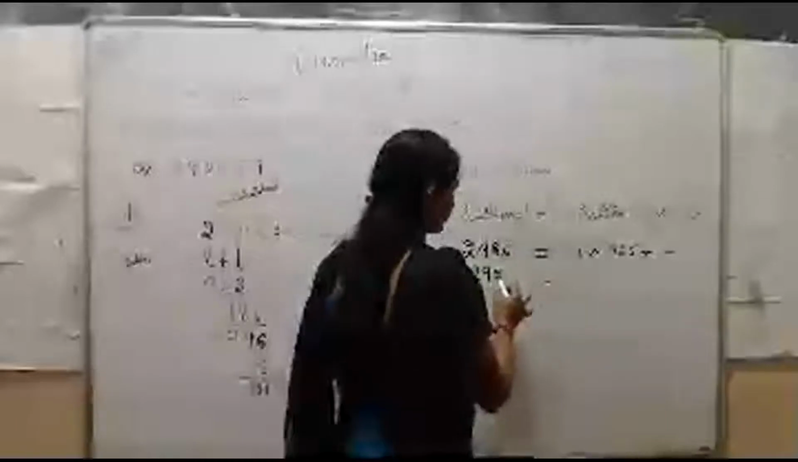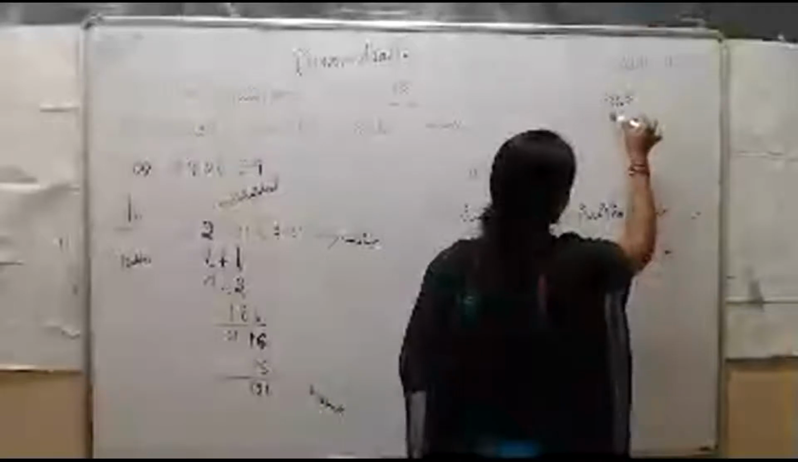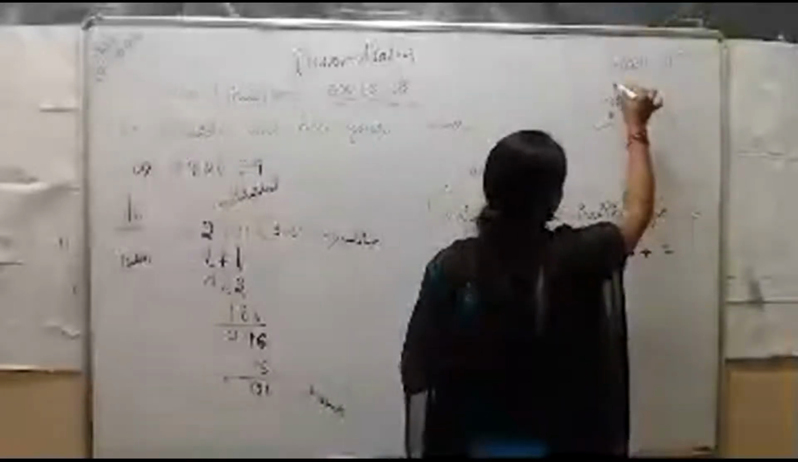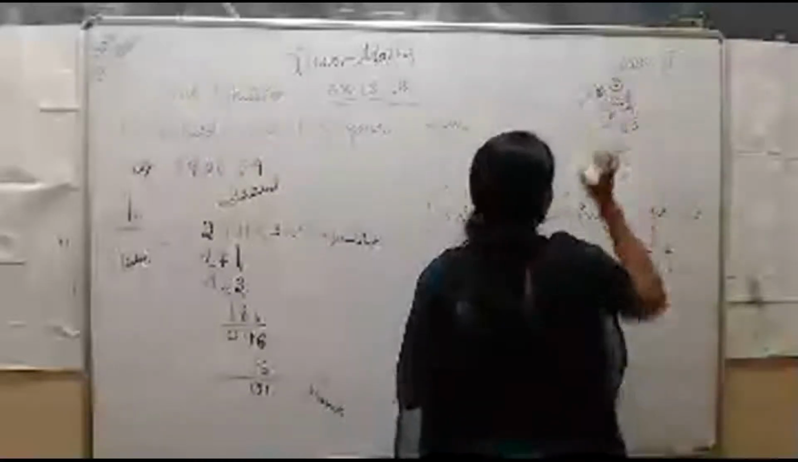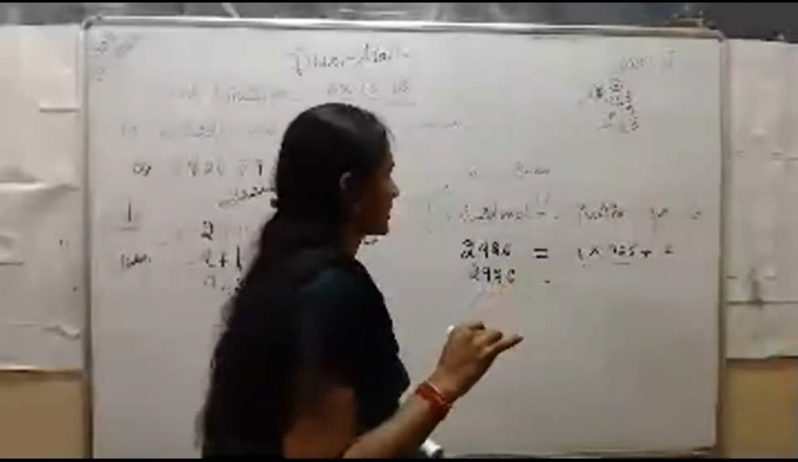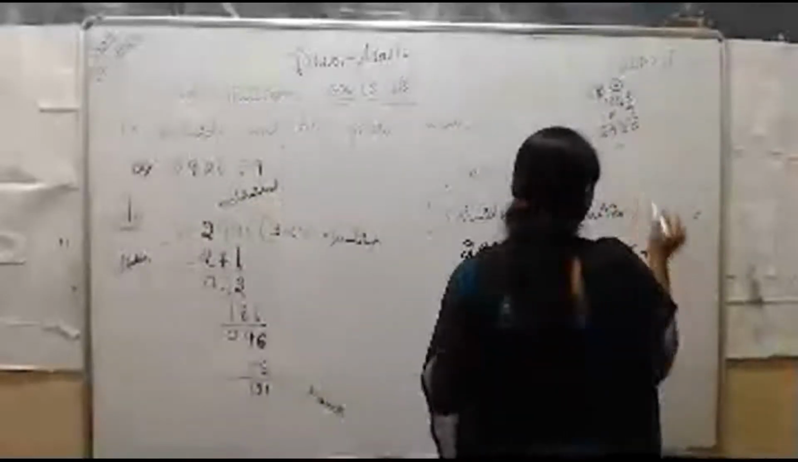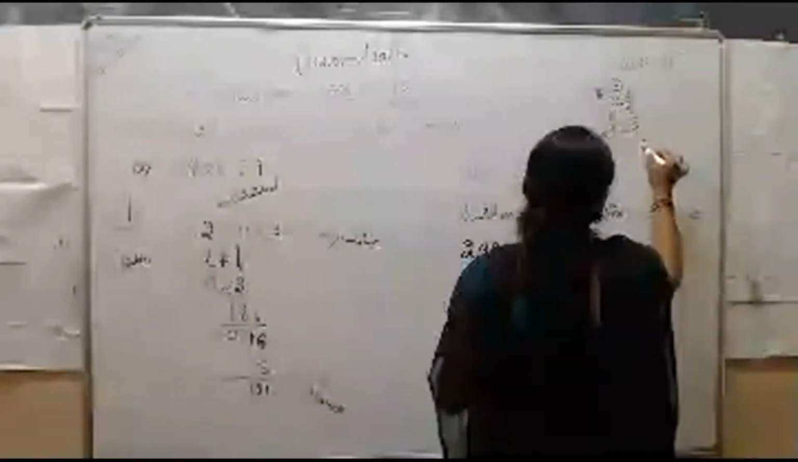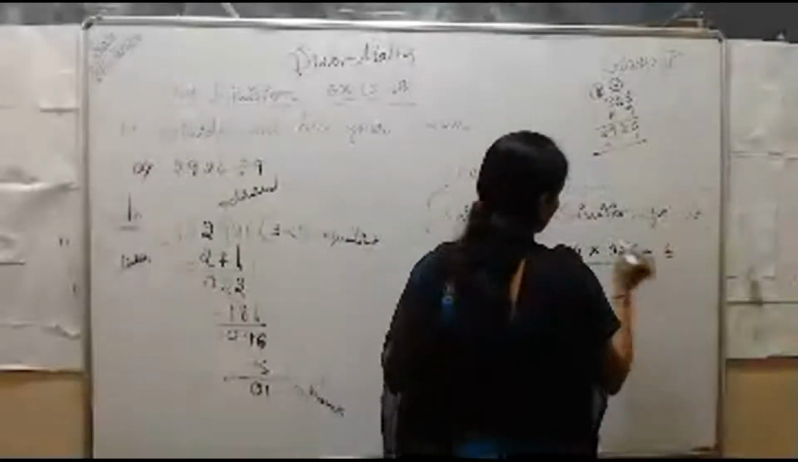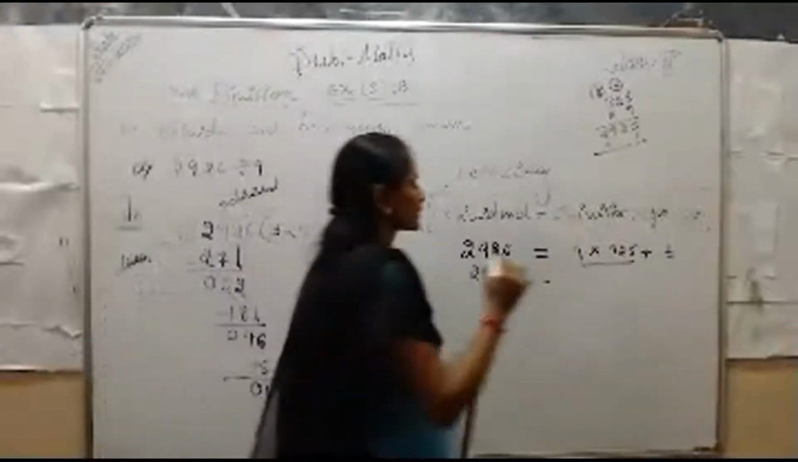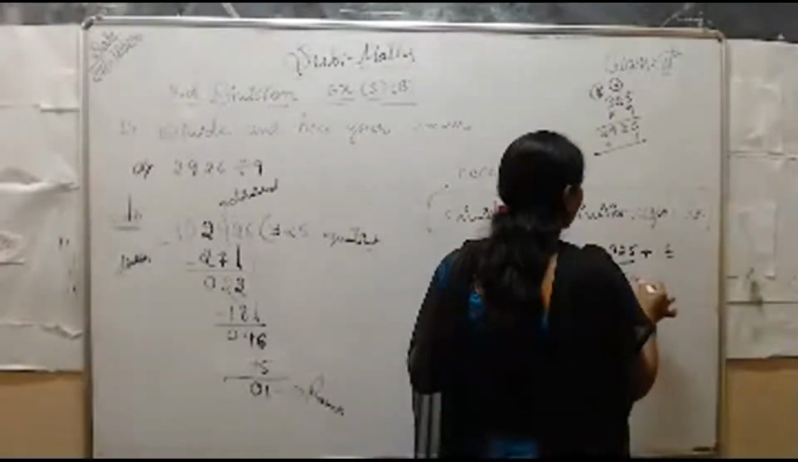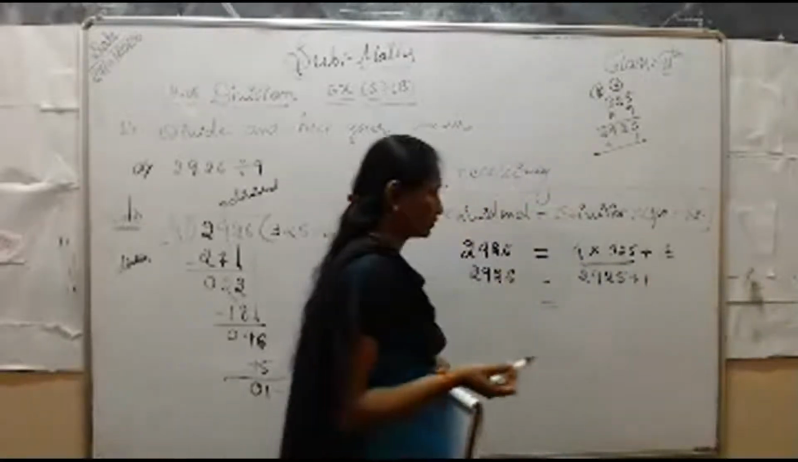How are we to check now? So 2926. Students, can you observe here? First you have to multiply 325 into 9. 9 times 5 is 45, so write 5, carry 4. 9 times 2 is 18, plus 4 is 22. Next, 9 times 3 is 27, plus 2 is 29. So 325 into 9 is 2925. Afterwards you have to add 1.